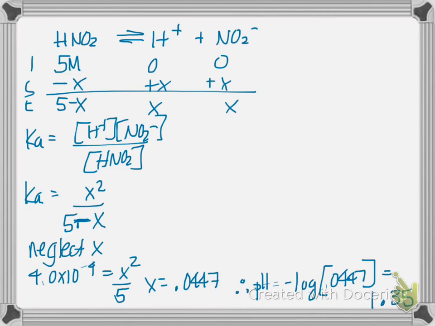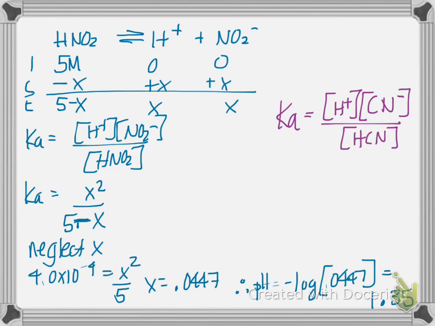Okay, so now let's do the cyanide. For cyanide, the Ka would look like this: H plus, CN minus, over HCN. They gave us the Ka value, which was 6.2 times 10 to the negative 10. We calculated the hydrogen concentration, because remember, it's the only one offering an appreciable amount. So it's 0.0447.